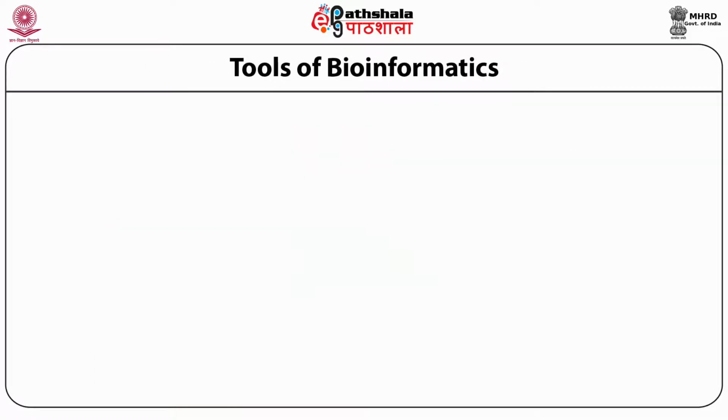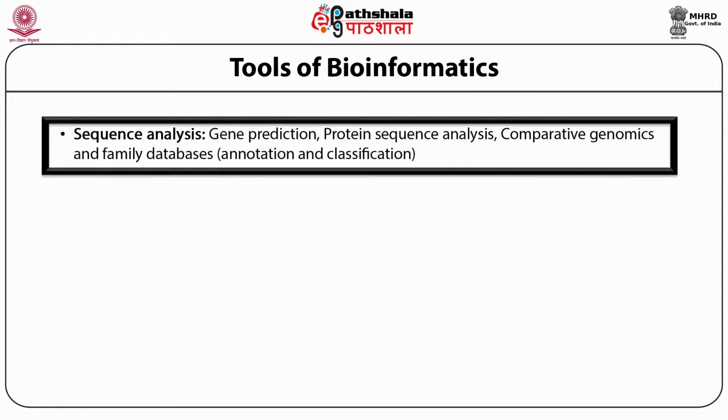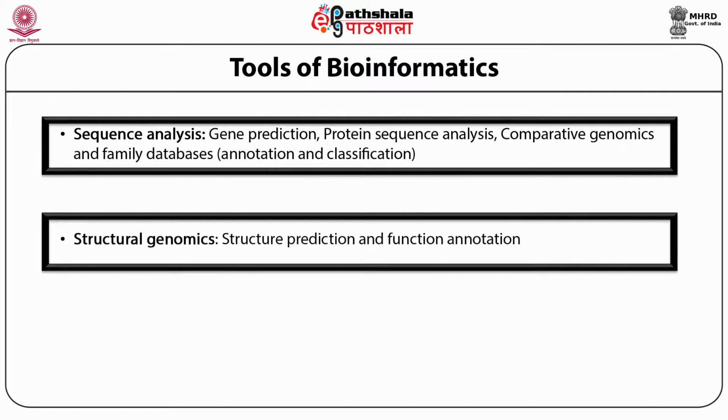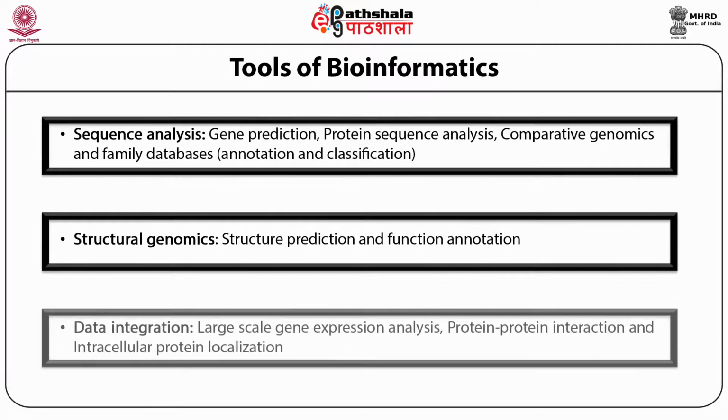We discuss the very commonly used bioinformatics tools that help in functional genomics. The first is the sequence analysis tools, used for gene prediction, protein sequence analysis, comparative genomics, family databases, and annotation. Then structural genomics, in which structure prediction and function annotation can be done. And the third is data integration, in which large-scale gene expression analysis, protein-protein interaction, and intracellular protein localization can be done.